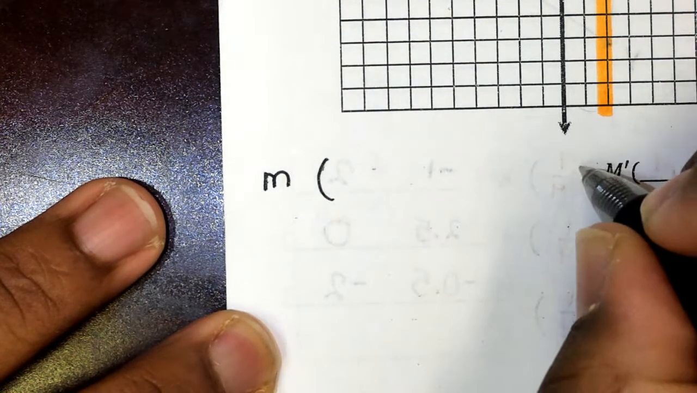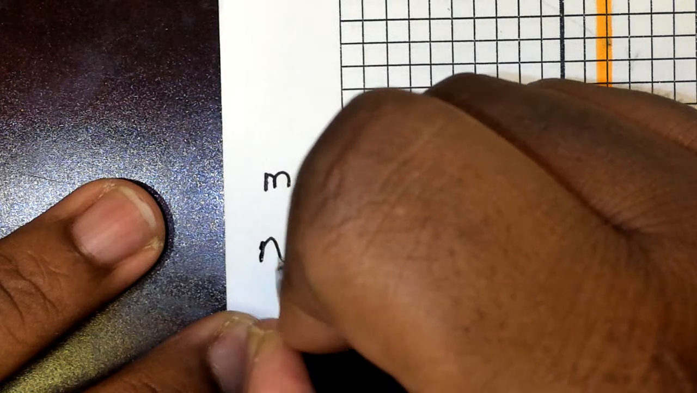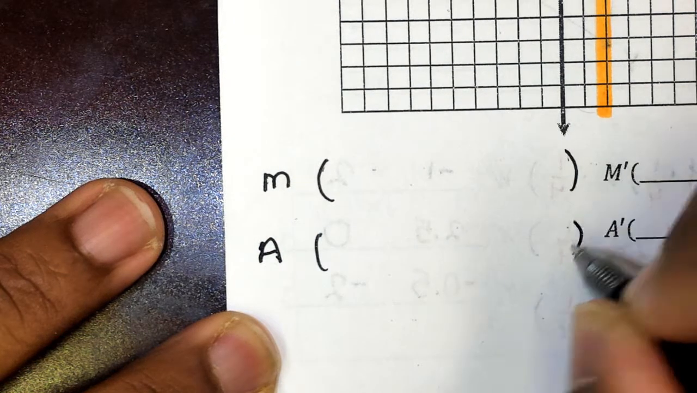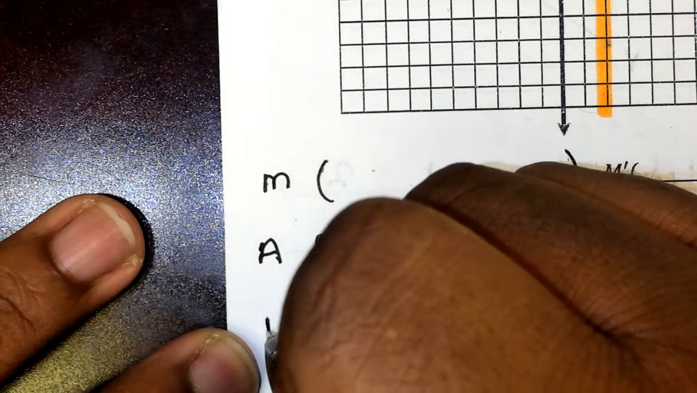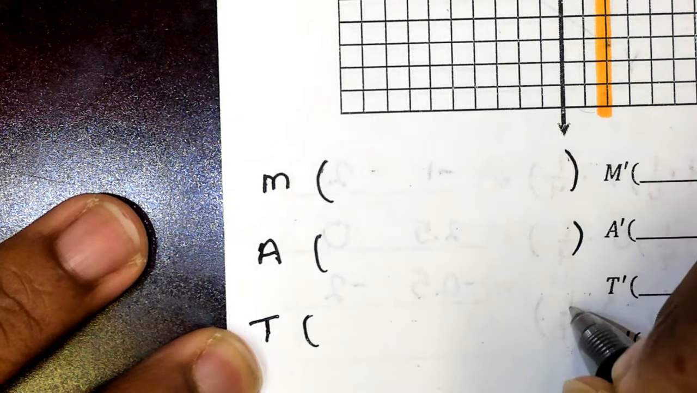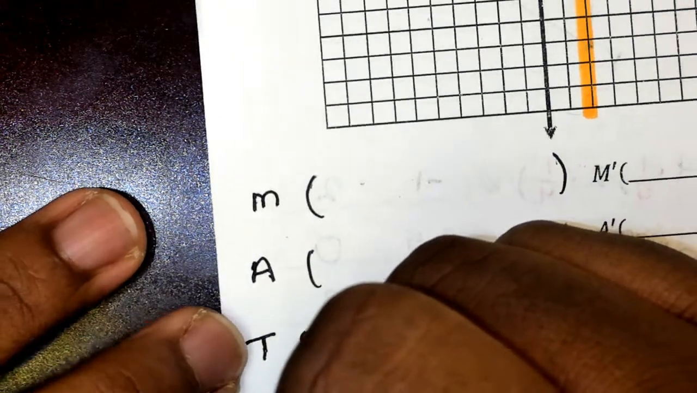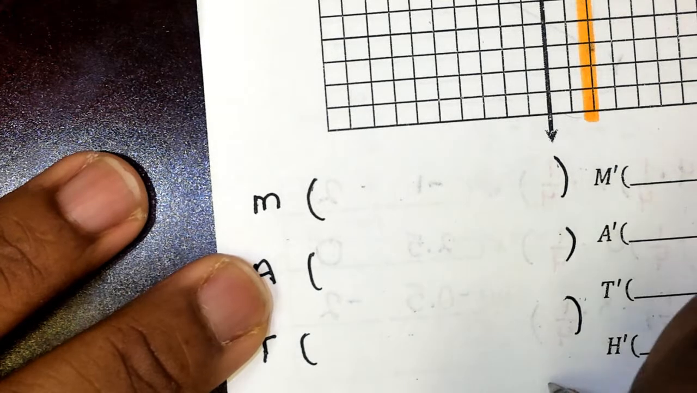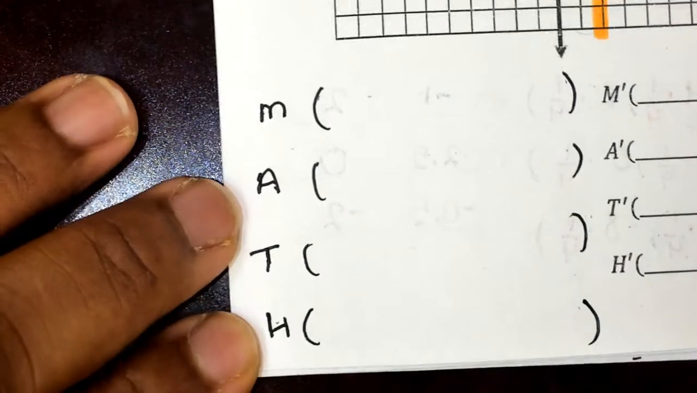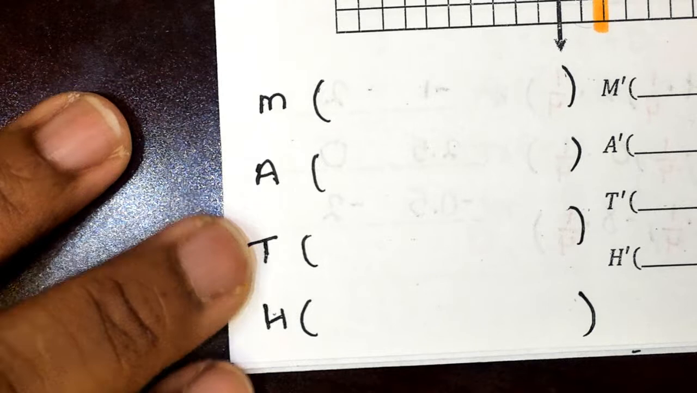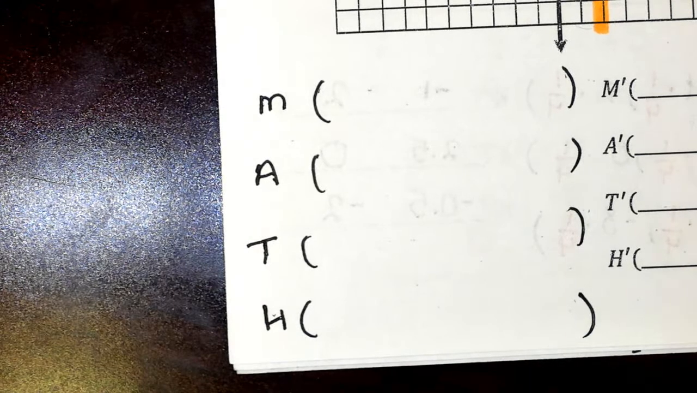M, we're going to do our parentheses. A, parentheses, T, parentheses, and H. Leave a little space in between on top of each one too. Like I said, I'm gonna be writing some stuff in. Alright.